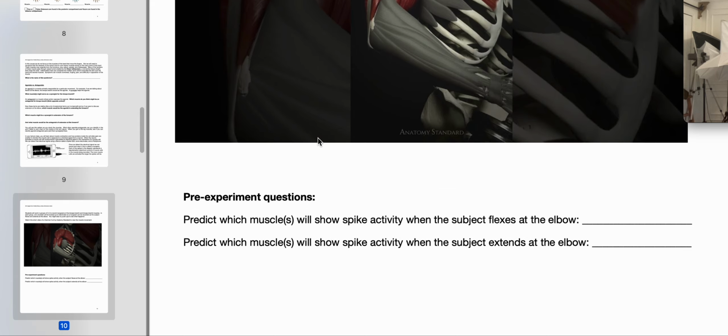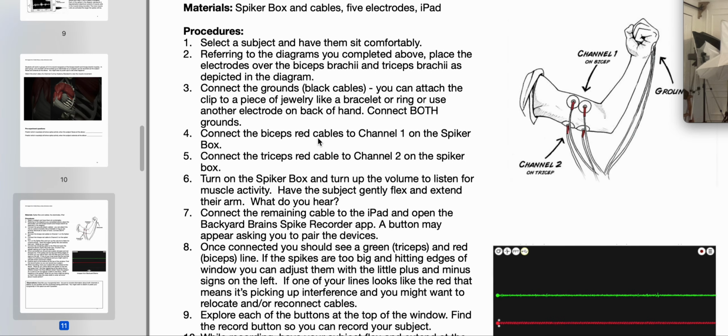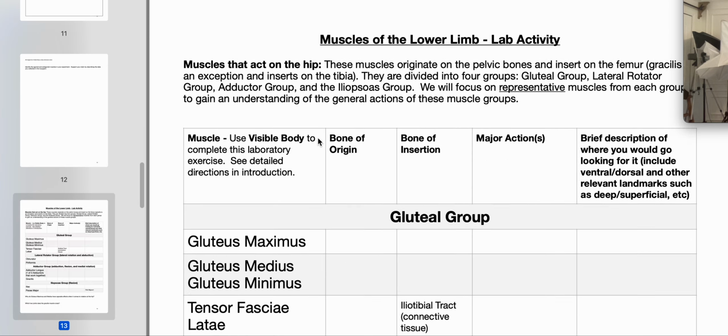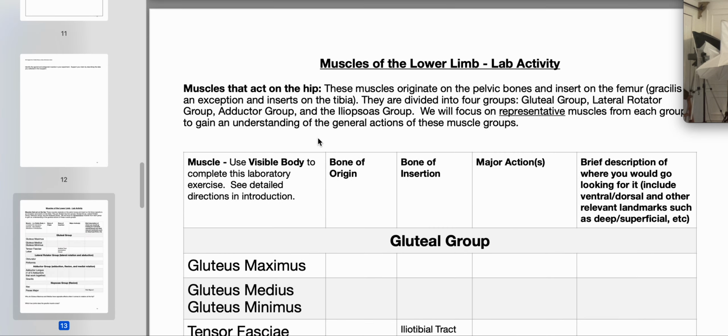So you'll see in your lab guide that there are some directions for how to do the myogram, but you're not going to be asked to do a myogram during the practical exam. You just need to understand antagonists and agonists. And then the last part of the lab guide looks at the muscles of the lower limb.